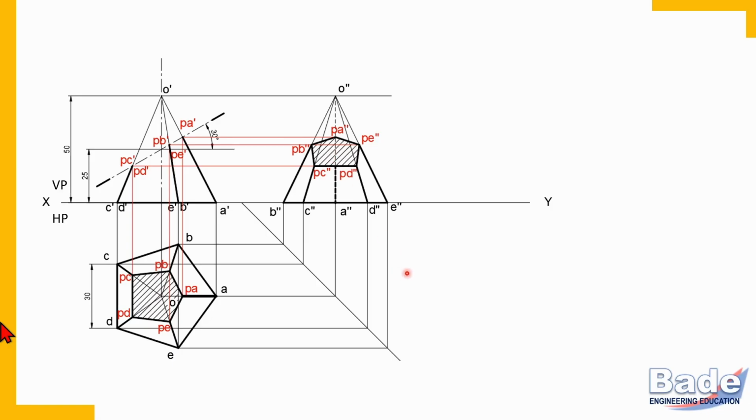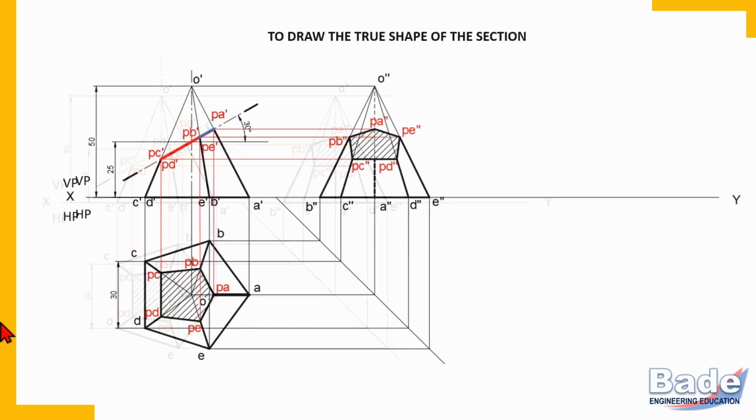Now we are also interested in the true shape of the section. How to draw the true shape of the section? Try to understand, simple logic we use here. If a surface is parallel to HP, then it shows true shape in the top view. If a surface is parallel to VP, then it shows true shape in the front view. Using this simple basic logic, we are going to draw the true shape.